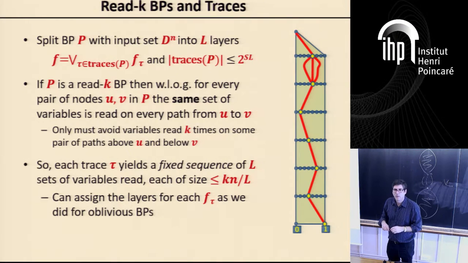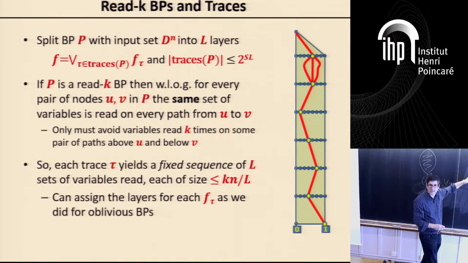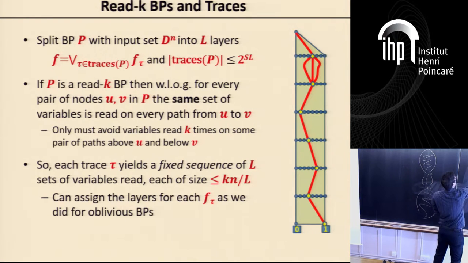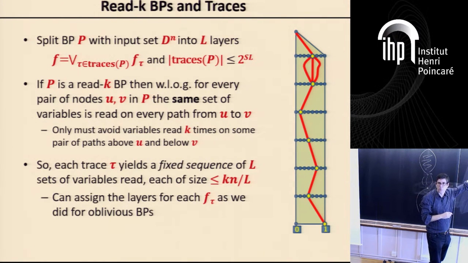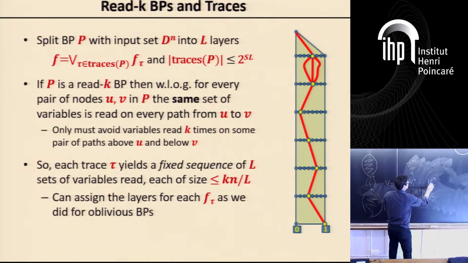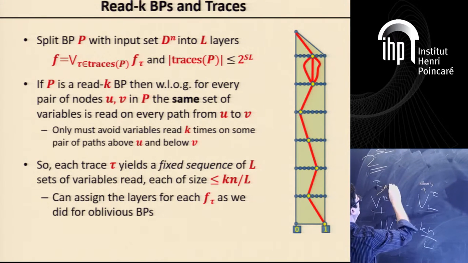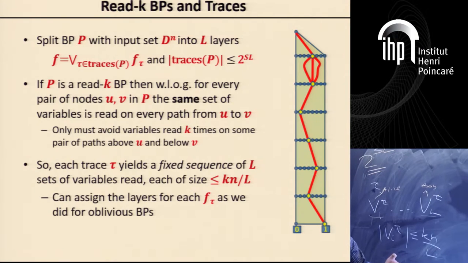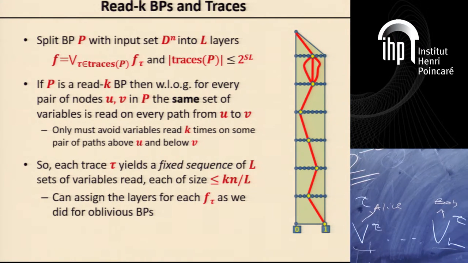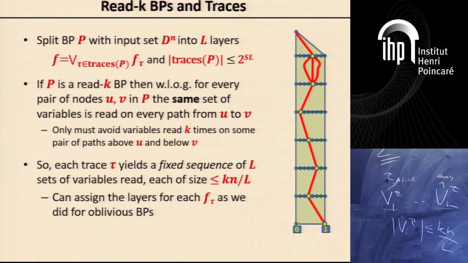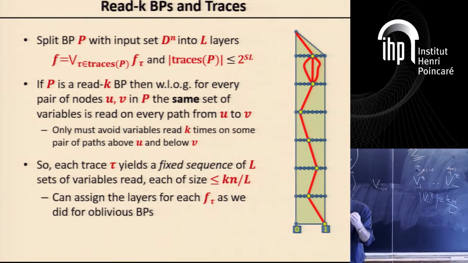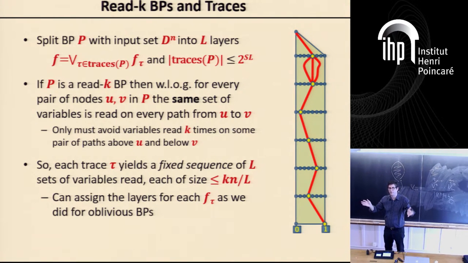So it's not oblivious. But once I fix tau, and there are lots of different taus, we can think the number of different taus is 2 to the SL. But once I fix one of these taus, it's as if it were oblivious. Because I have this fixed set of variables, and all I care about is, does this set of variables get assigned to Alice, or does it get assigned to Bob? I flip a coin. So each one of these F tau in the case of a read K branching program looks like an oblivious branching program. It's not, but the same analysis works.